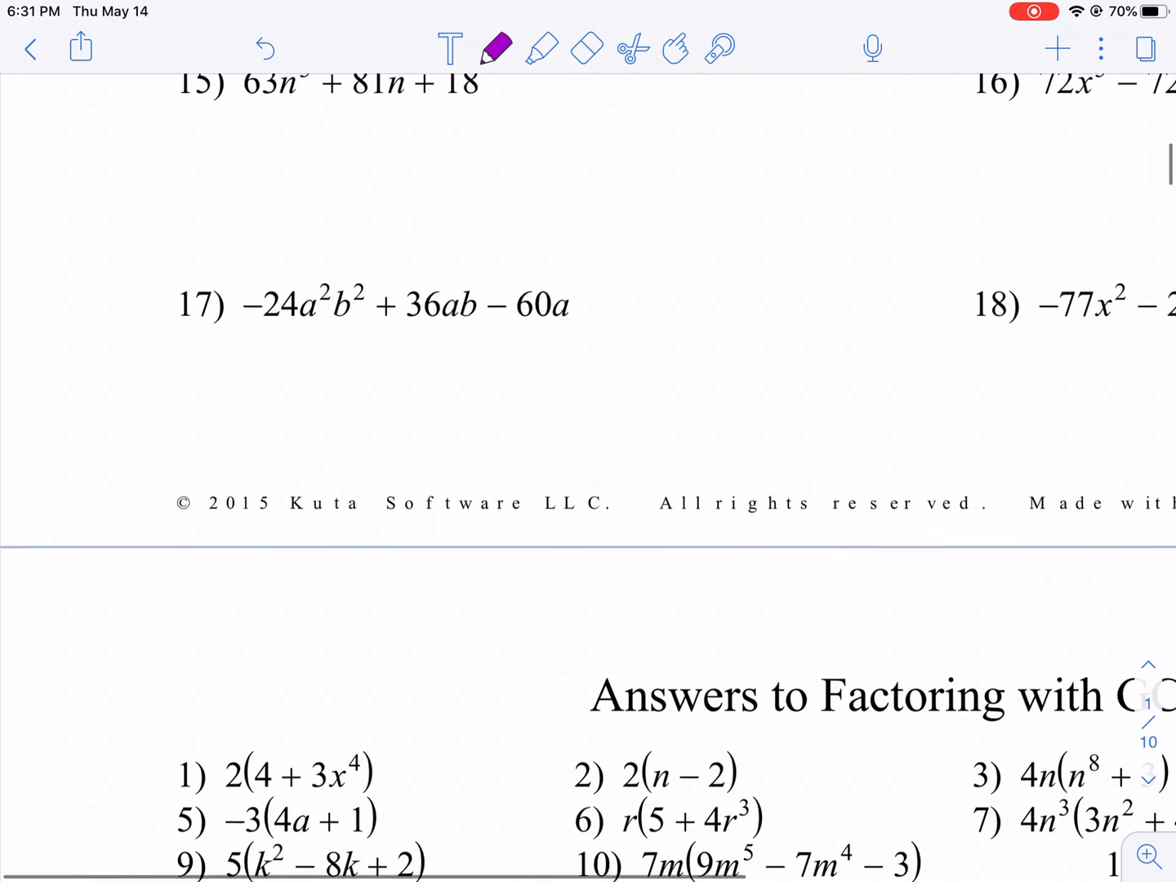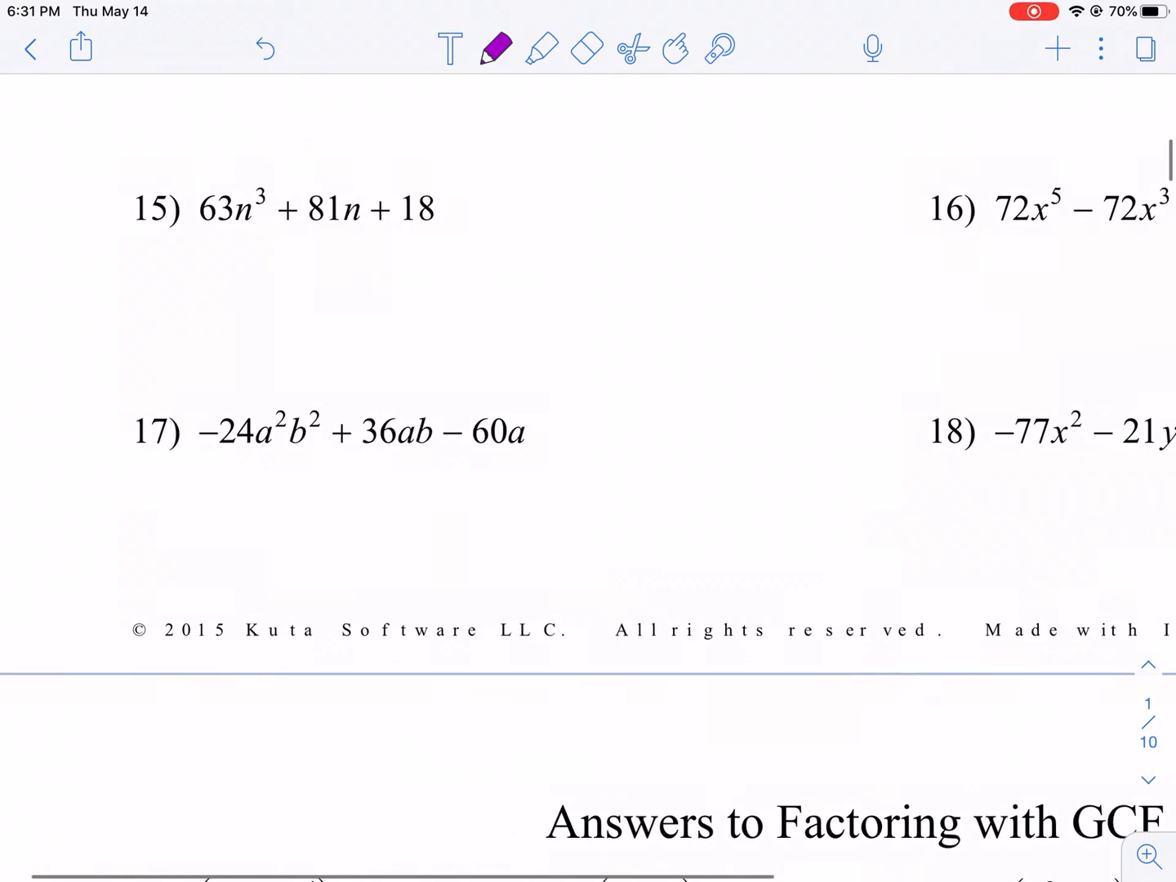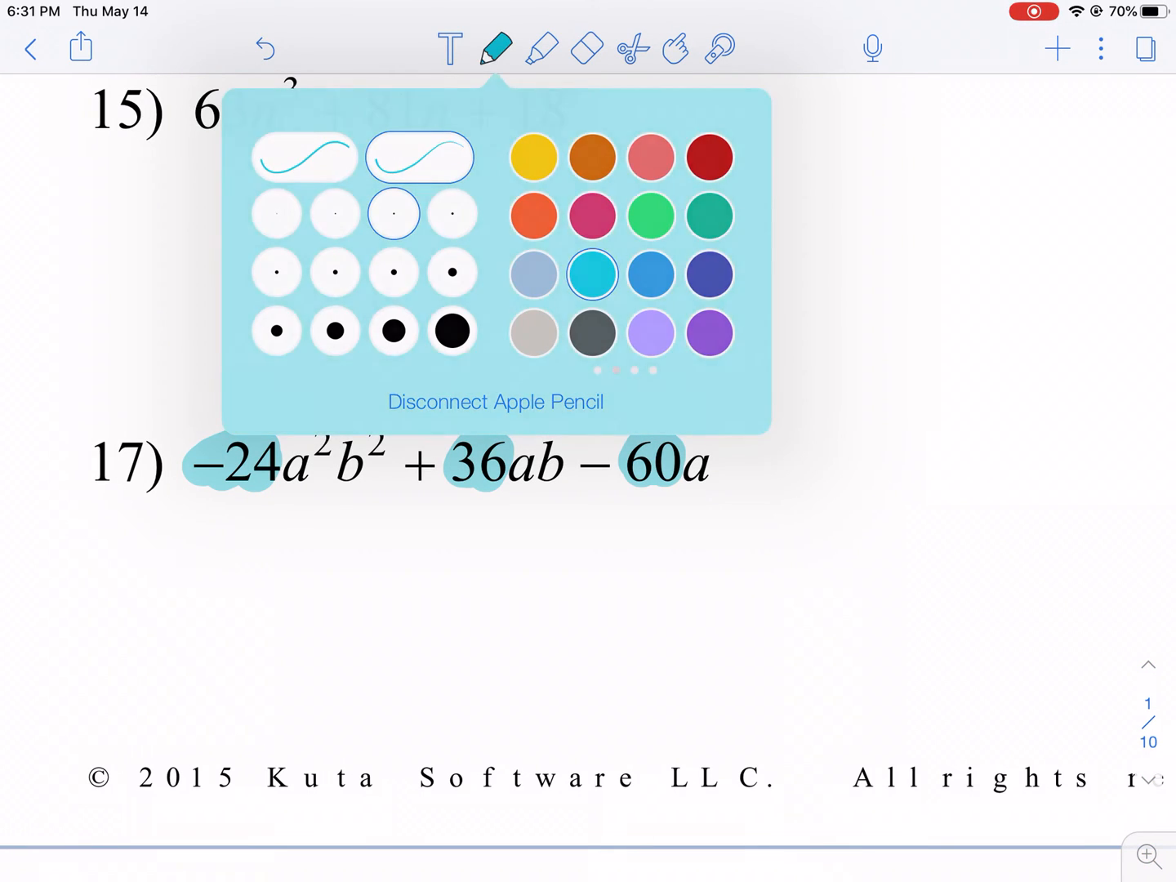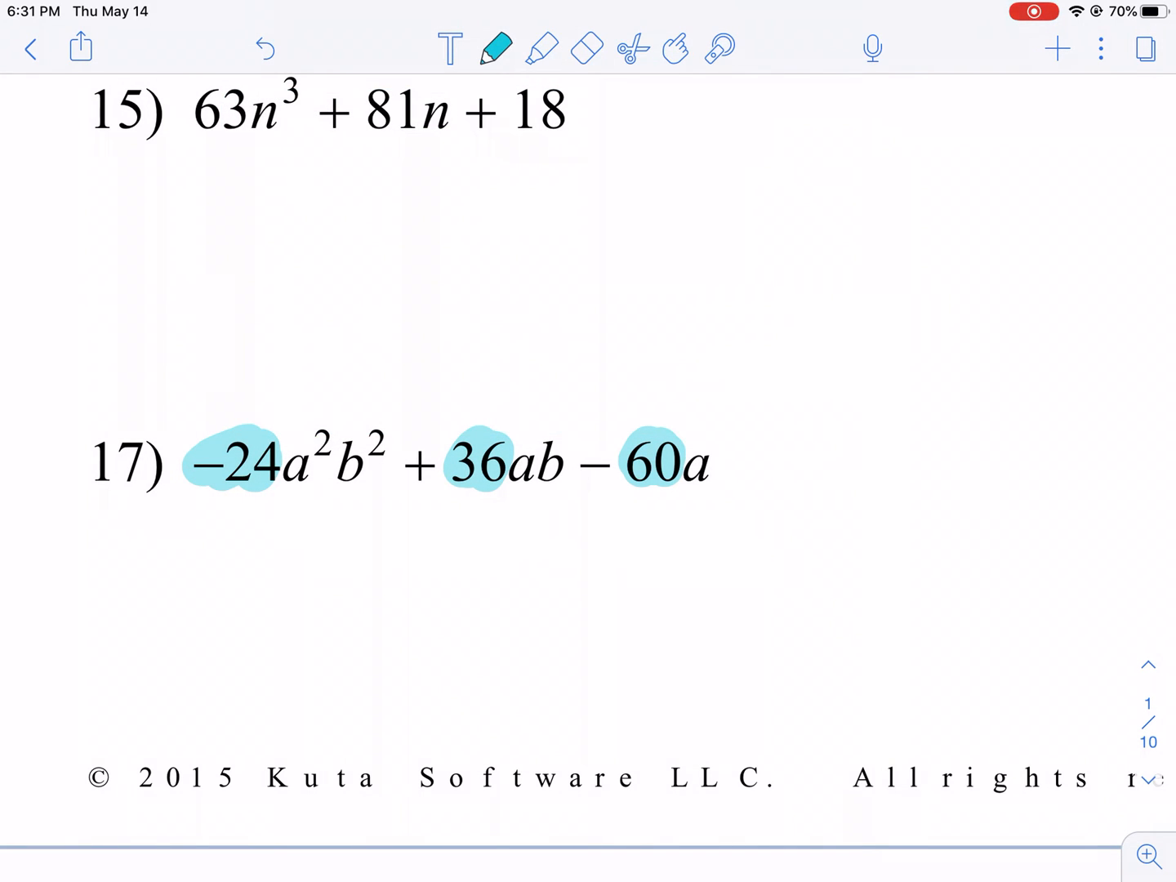Okay, we need to have a tougher example here so you can understand. 17 would be perfect. Okay, so number 17, we have a lot going on. The first thing I'm going to do is look at all the numerical coefficients. Okay, so the numerical coefficients, what is a common factor between these three? Well, I have a negative 24, 36, 60. I know 3 is going to be a common factor to all of them.